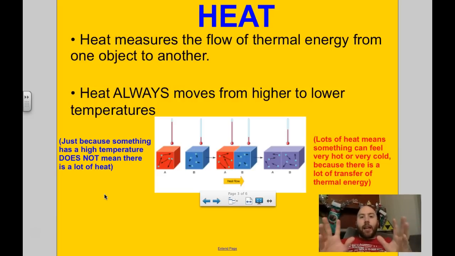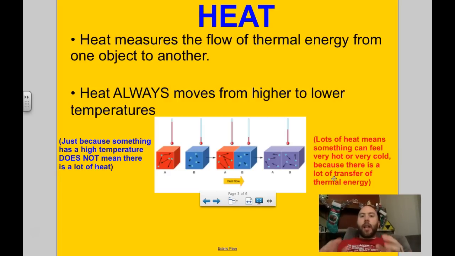You can't say something has a lot of heat unless it's two objects that have very different temperatures. So again, lots of heat means something can feel very hot or very cold because there's a lot of transfer of thermal energy. What that's saying is it's two different objects with two very different temperatures. So you can have two objects that are very, very cold, and they also don't have a lot of heat. So let's say something is 0 degrees Fahrenheit and 2 degrees Fahrenheit. You put them next to each other. Again, there's not a lot of heat there because their temperatures are so close together.